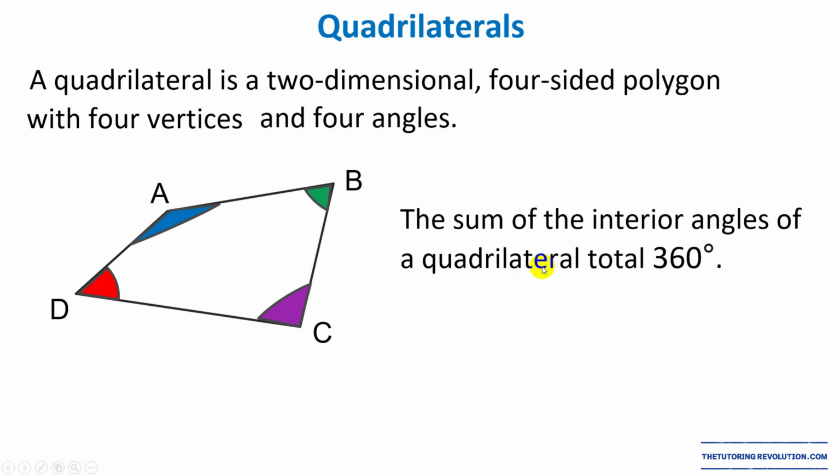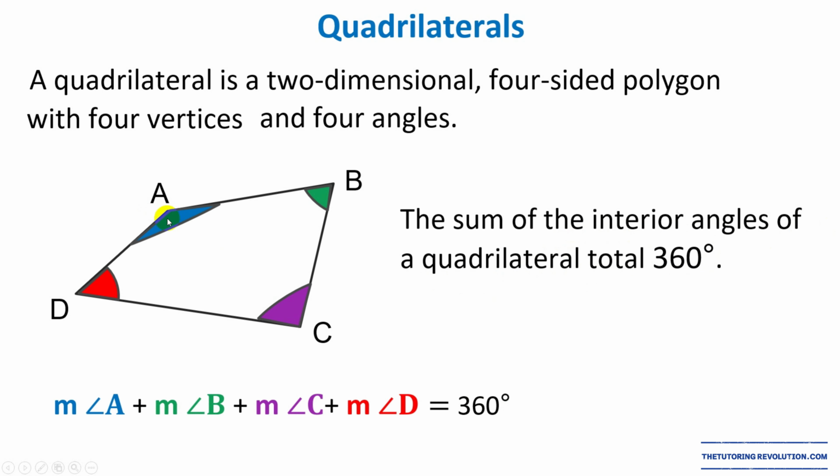The sum of the interior angles of a quadrilateral total 360 degrees. So if we add the measurement of angle A, plus the measurement of angle B, plus the measurement of angle C, plus the measurement of angle D, we add all these four angles, we are going to get 360 degrees.